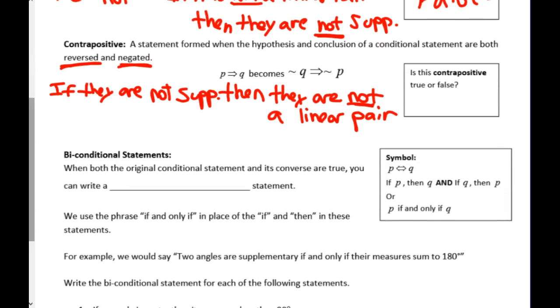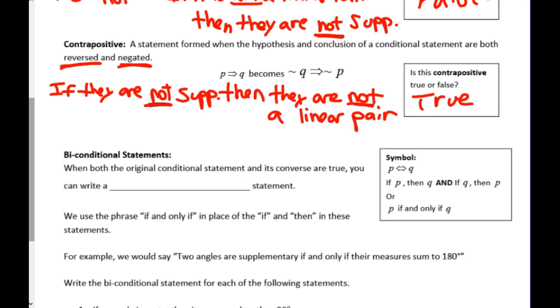Now, is that true? Think about it. If two angles are not supplementary, they don't add up to 180, right? Supplementary adds up to 180. So if they're not supplementary, can they make a straight line? No, okay? So this is actually true. If they're not supplementary, they're not a linear pair. Go ahead and put true there, okay?